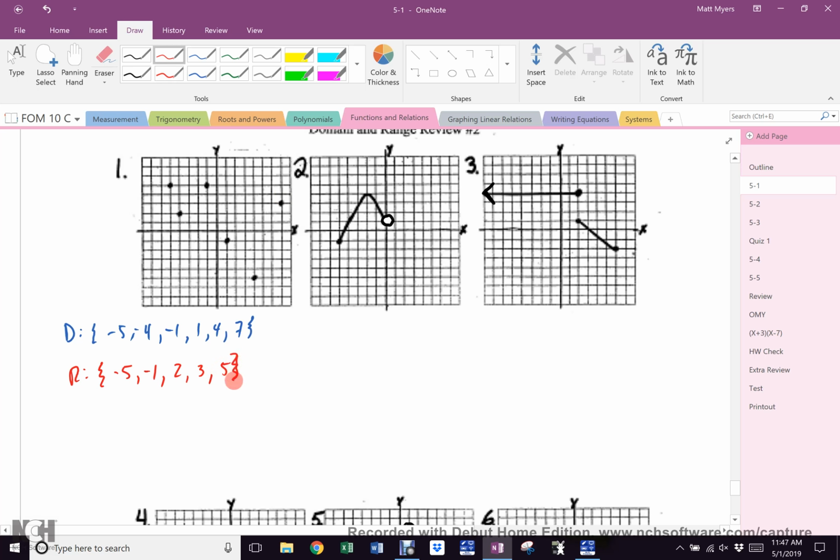Is it a function? Yes. Why? No same numbers. Straight lines only hit a dot once. If there was another dot there, is it a function? No. Relation.